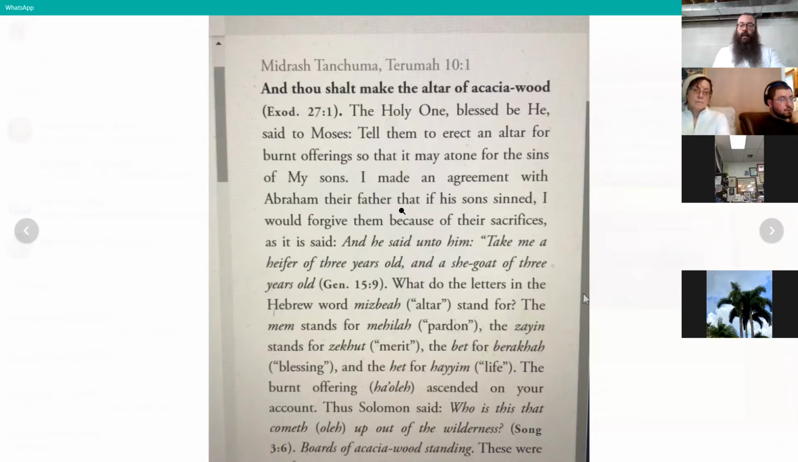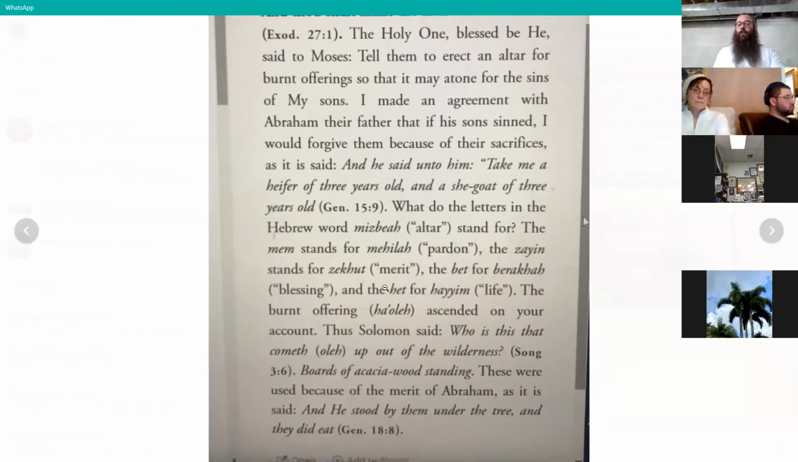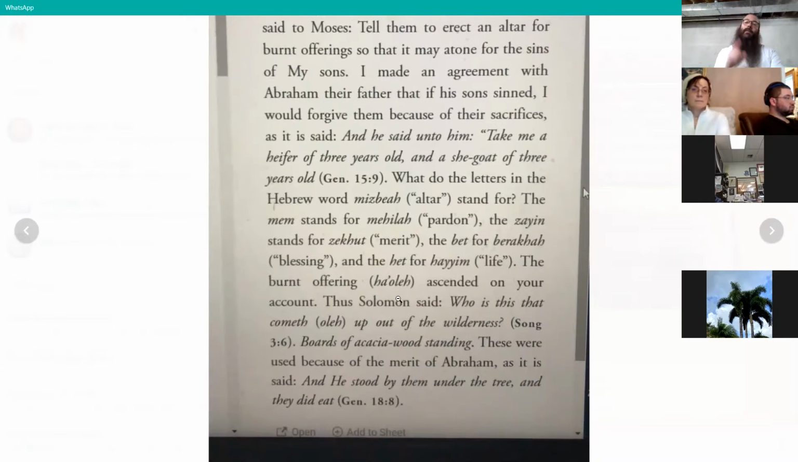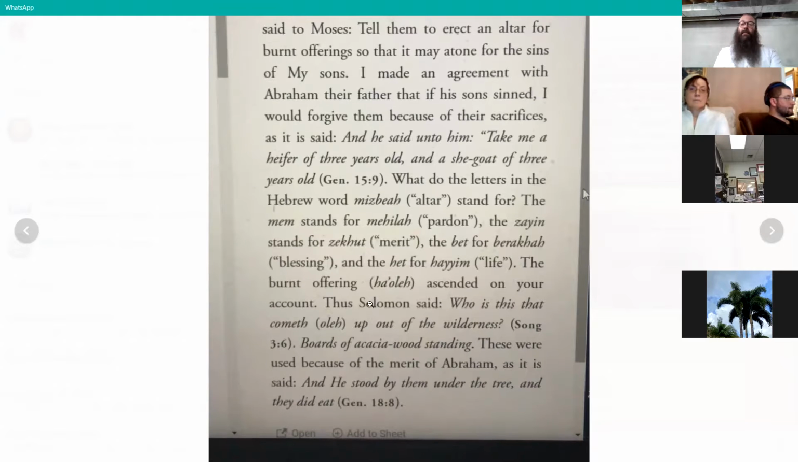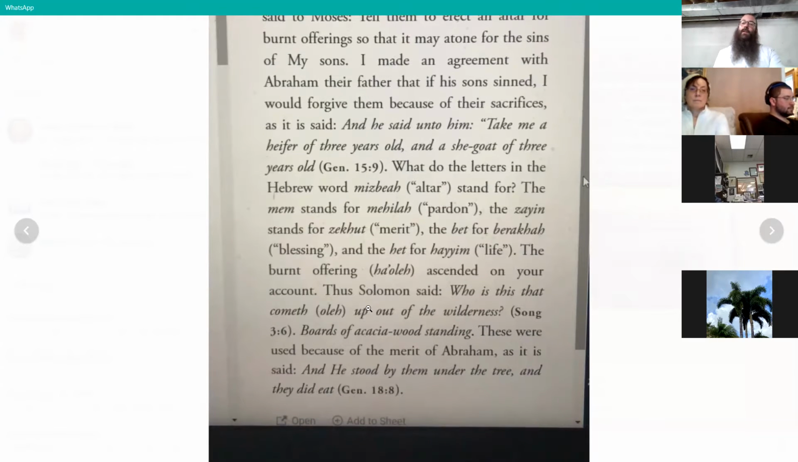What do the letters in the Hebrew word mizbeach, how do we say altar in Hebrew? It's spelled Mem, Zayin, Beis, and a Ches. What do they stand for? Why is it called Mizbeach? So the Mem stands for Mechila, which means pardon, forgiveness. The Zayin, the second letter, stands for Zchut, which means merit. The Bet, the third letter, stands for Bracha, blessing, and Chet stands for Chaim, which means life.